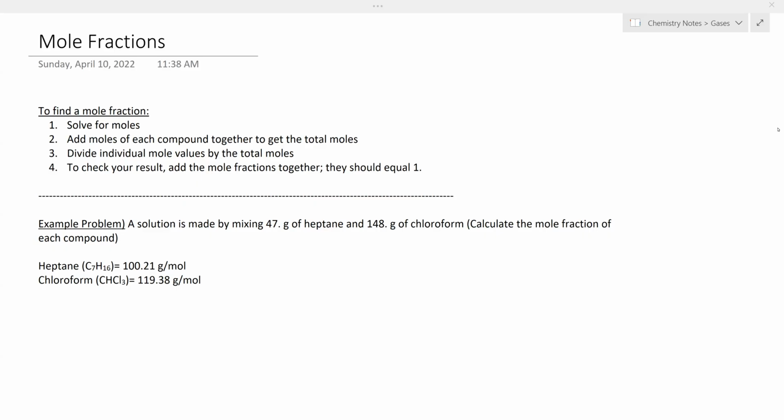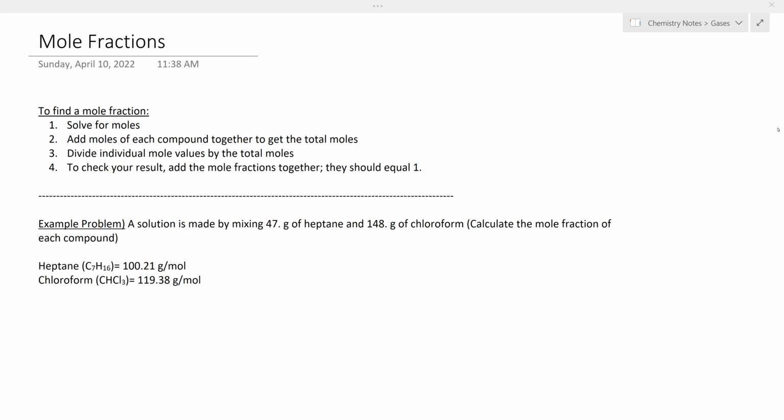Okay, so this one's another one of those quick ones. We're talking about mole fractions today. To find a mole fraction, it's pretty simple. If you're given the amount of something in grams, then you want to convert it to moles first. Just make sure that you're starting with moles.